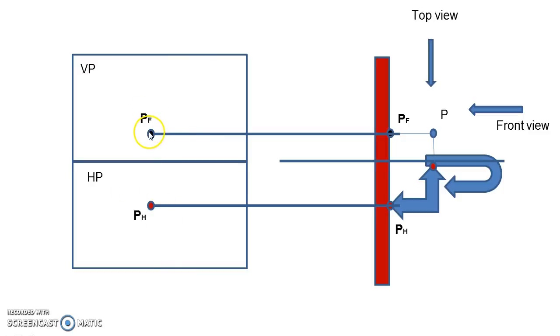PF is the position of point. Once again, this is 10 mm above HP, and whatever the position of point P which is 20 mm in front of VP, after rotation the position of the point will change to point PH. So the PH point is 20 mm in front of VP, and it will be located here, and 10 mm above HP is located as shown here. So the distance above HP will be above the XY line, and the distance in front of VP will be below the XY line, and this reference line will be considered as the XY line.